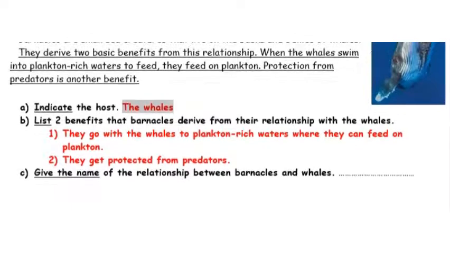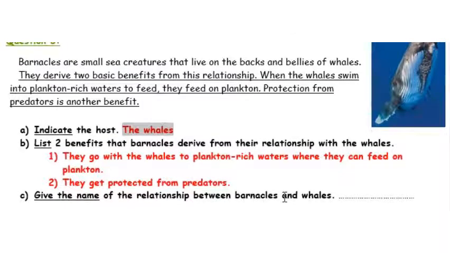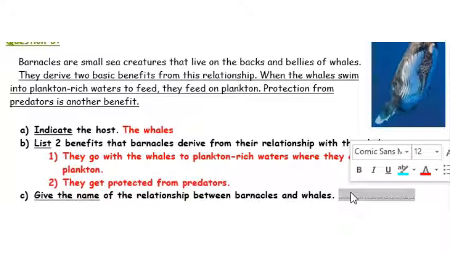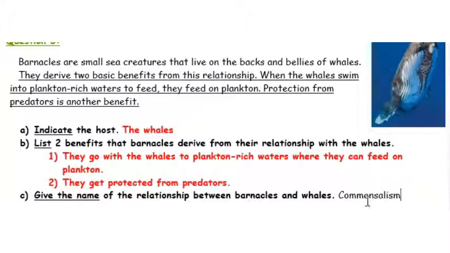Determine or give the name, there's no determining here. Give the name of the relationship between barnacles and whales. In this relationship, the barnacles benefit. They go to places where there is lots of food, they get protected from predators, but whales do not notice. They get nothing from this relationship. They aren't harmed, and also they don't benefit anything. So, what do we call the relationship where one organism benefits but the second one does not care at all? Commensalism. Good job. In a commensalistic relationship, one organism is happy and the second one doesn't care. It gets nothing from this relationship.